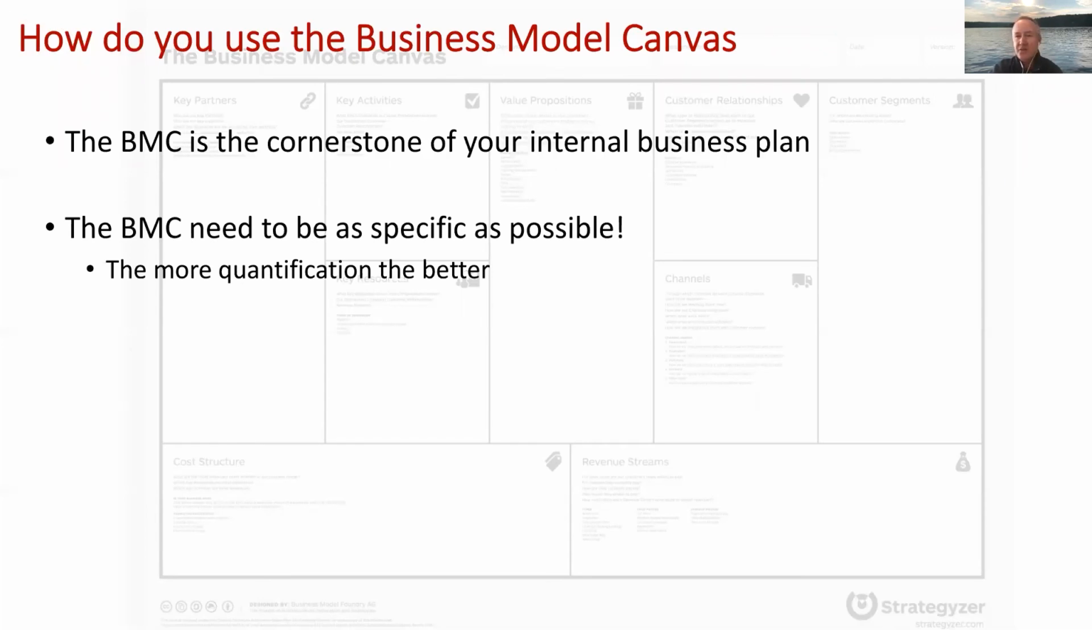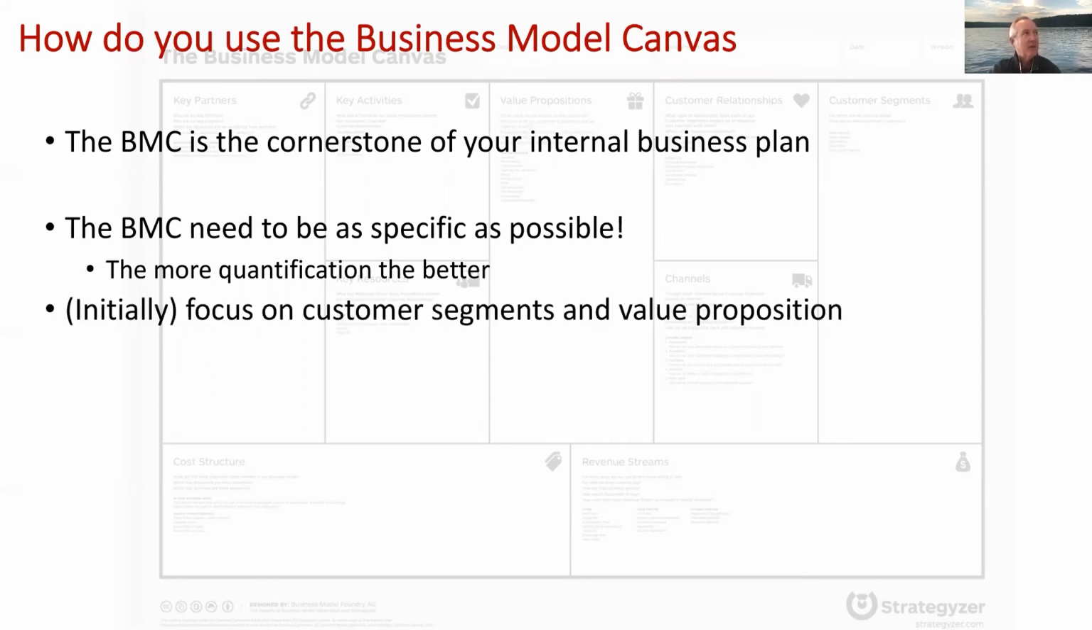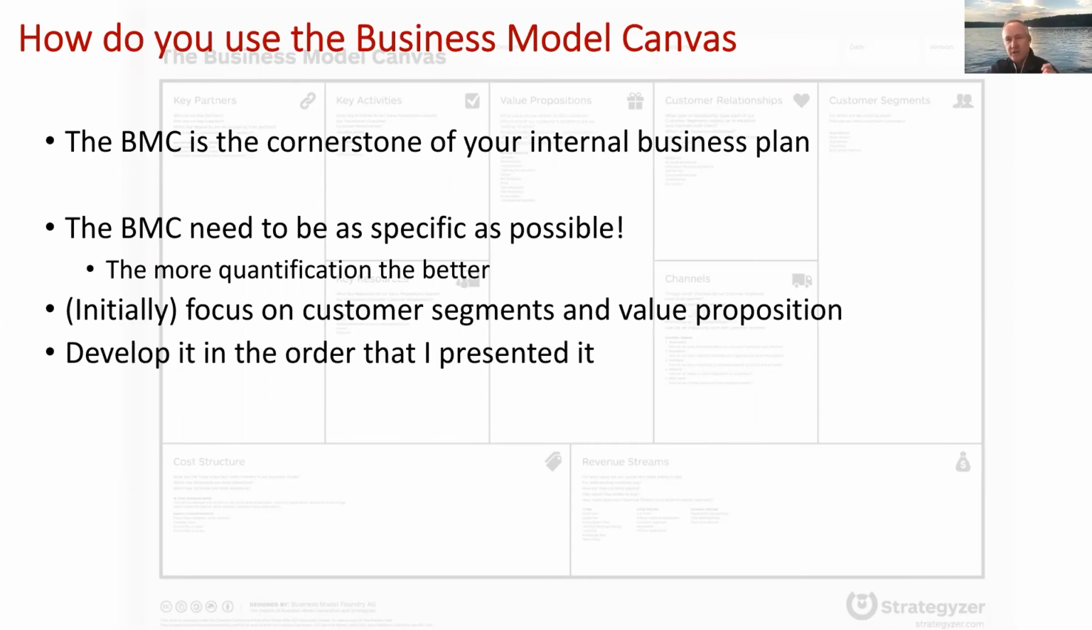Make it as specific and quantifiable as possible, especially when it comes to customer and value, and do it in the order that I specifically presented, because it's got to start with the customer and go to value and then revenue, and then start talking about how can I deliver this and what are the expectations, right? The order is actually important, and it's not just left to right or haphazard. It's very specific in that order.